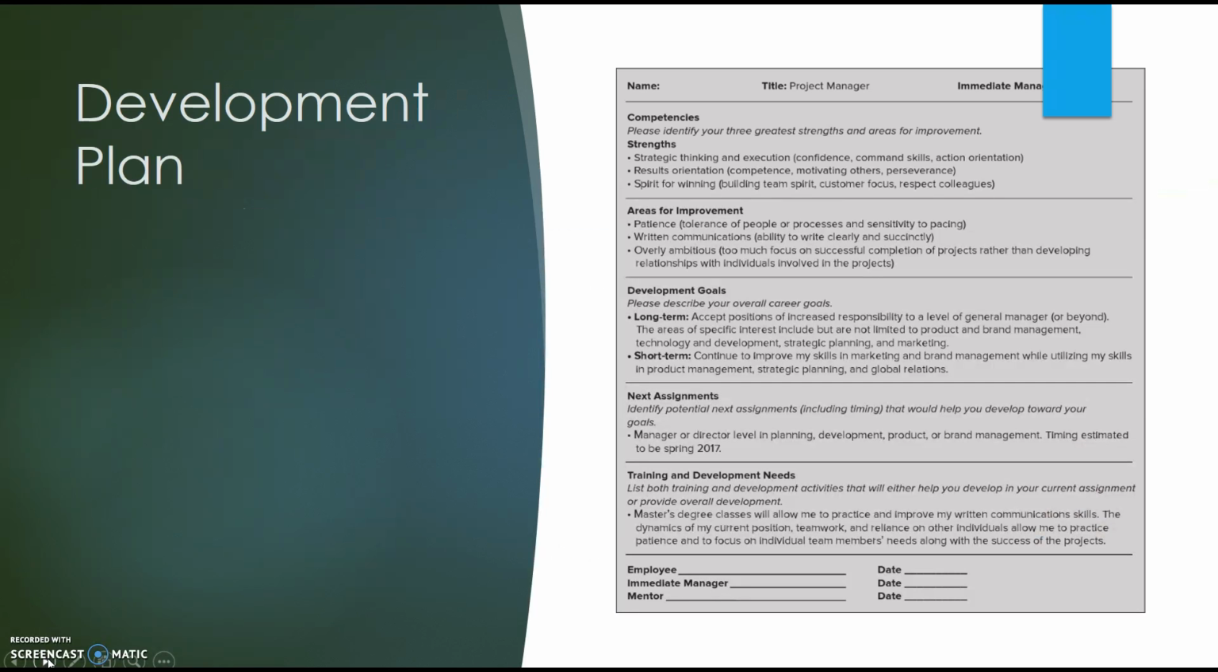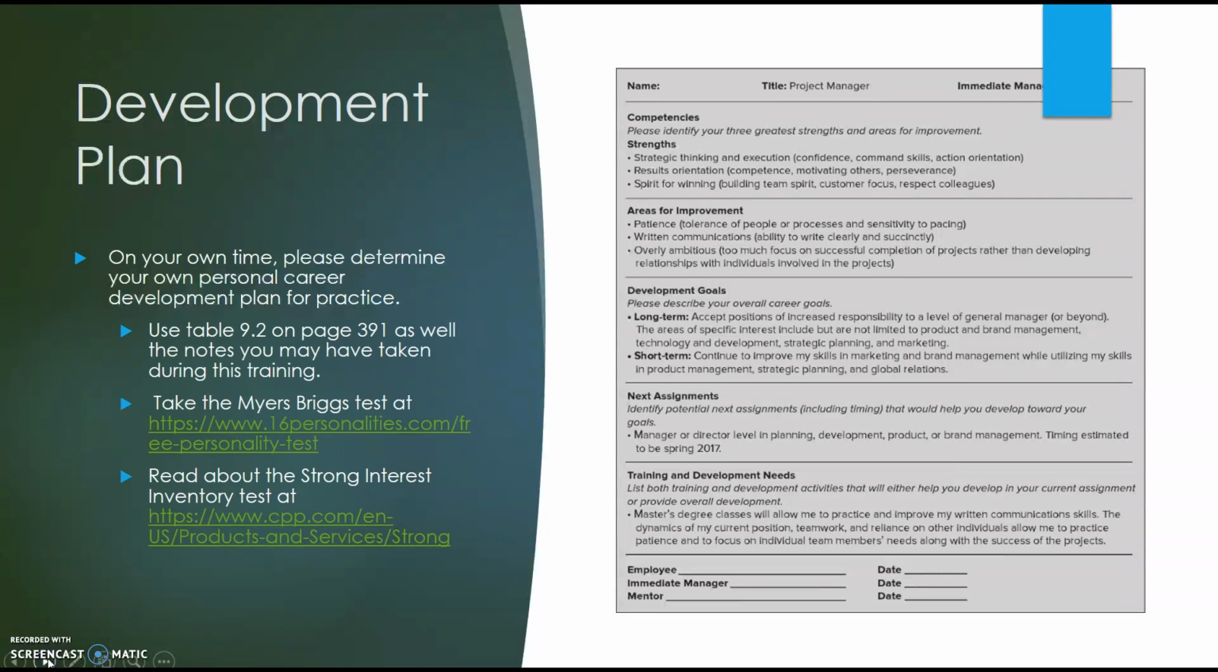On our next slide, let's take a look at an example of a development plan. I do recommend that you fill out a career development plan for yourself, as well as take a Myers-Briggs test. The one that I've listed here is free, and you may want to read more about the Strong Interest Inventory test. I will post these links in the description of the video. I have personally taken the Myers-Briggs test, and according to it, I'm a campaigner. After reading further into my personality assessment, it has helped me develop myself personally and professionally. So I highly recommend it.